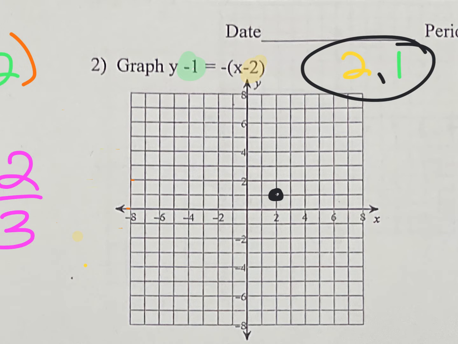And then what number is technically in front of that X, even though we don't see it? There's a 1, and not just a 1, but a -1 there. So that means your slope is going to be -1 over 1. So I'm going to go down 1 over 1, down 1 over 1, like that. So it will be all the way across the graph, right there.